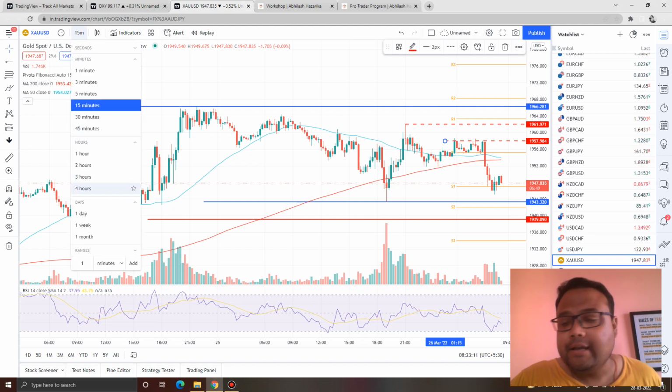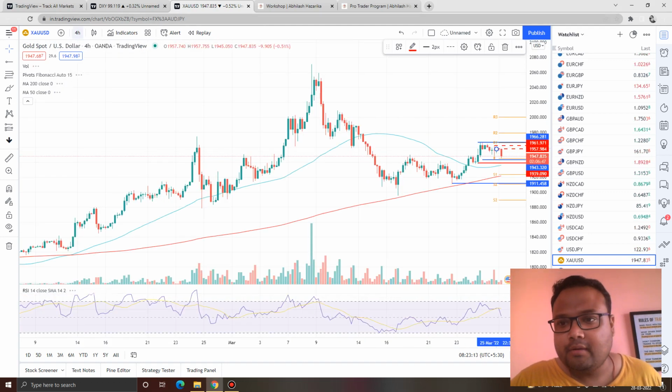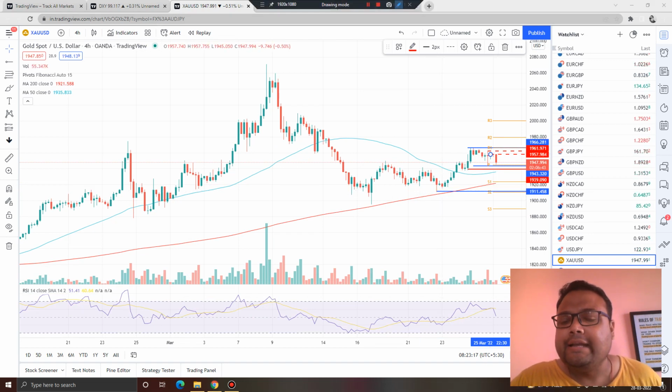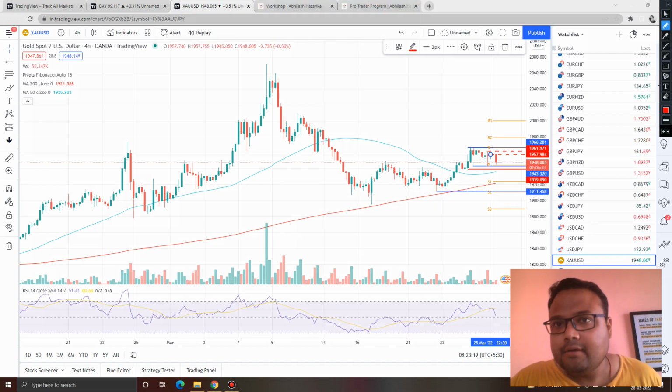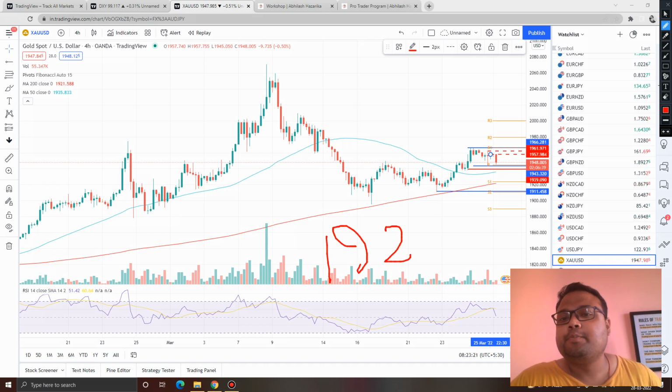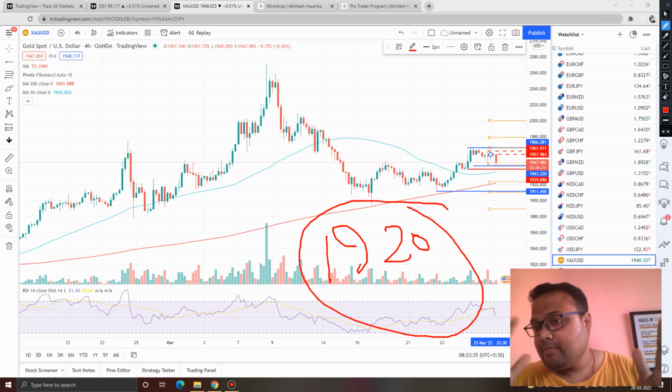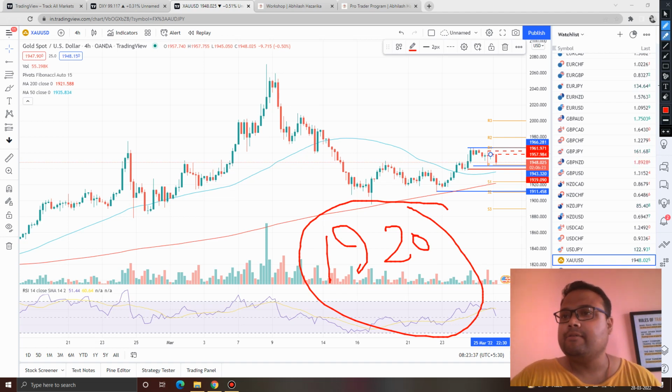Why 1909? Let me show you. This is the 1909 level, and before that around 1920, 1920 is also present in the form of the 200 period moving average. So there are multiple layers of support, and multiple layers of resistance also. Please mark down the levels, because levels are very important.